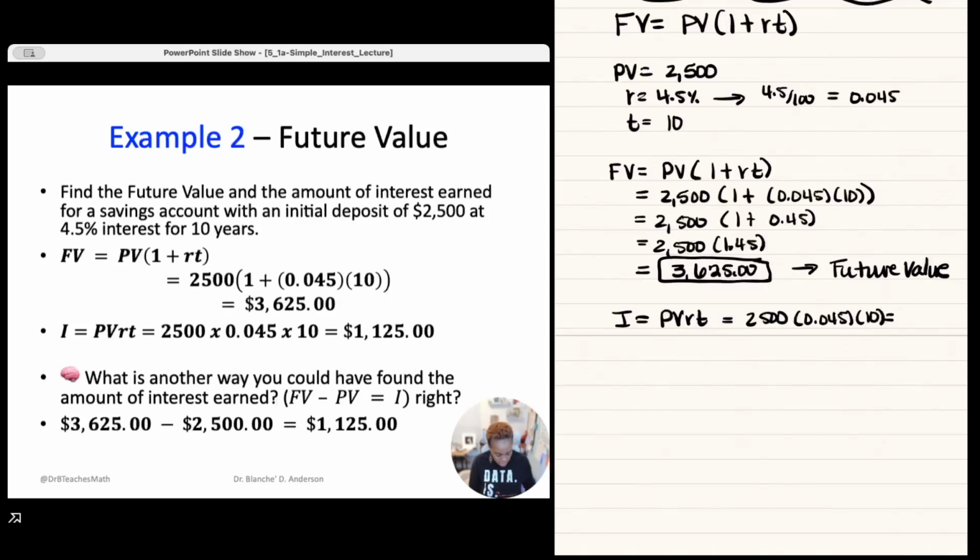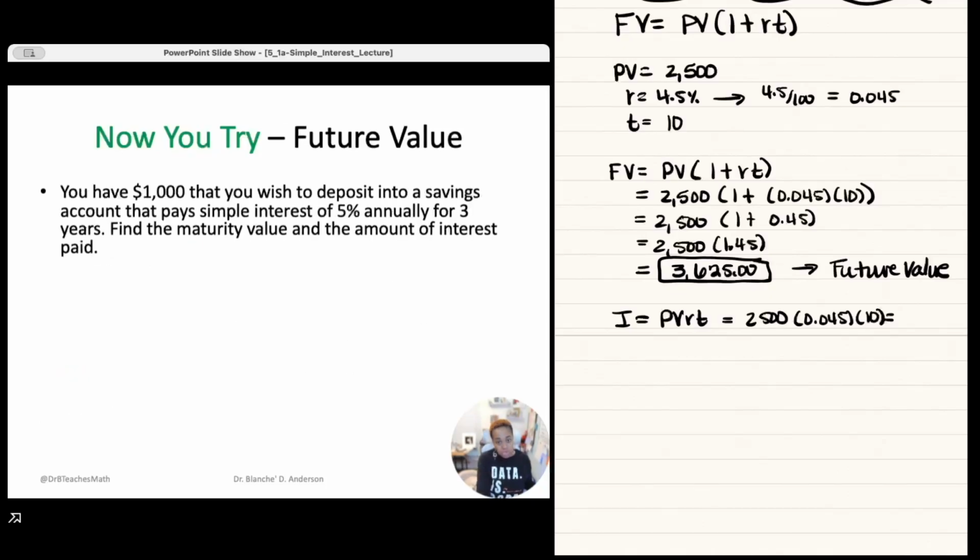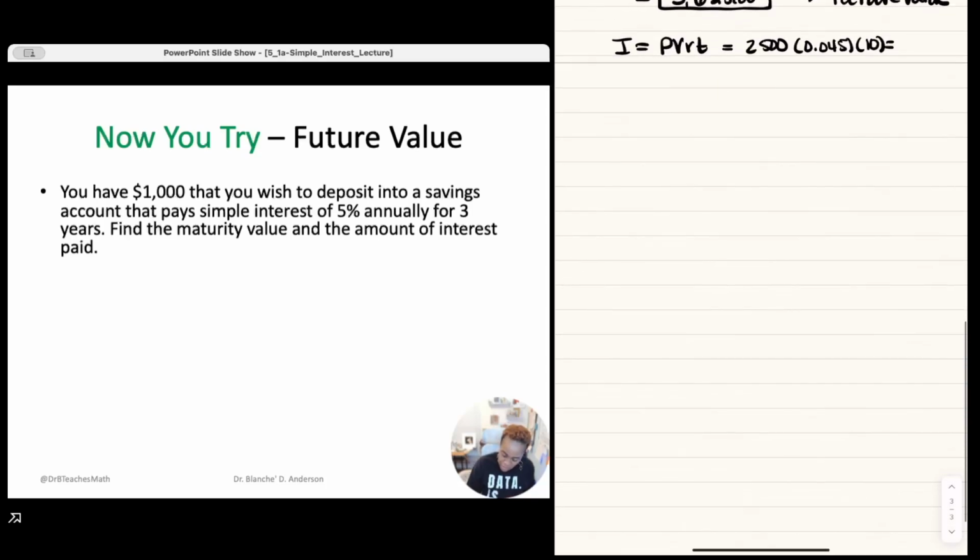Okay. So now you try it. Pause the video. Try this one. I'm going to keep going. Okay. You have $1,000 that you wish to deposit into a savings account that pays simple interest 5% annually for 3 years. Find the maturity value and then find the amount of interest paid.